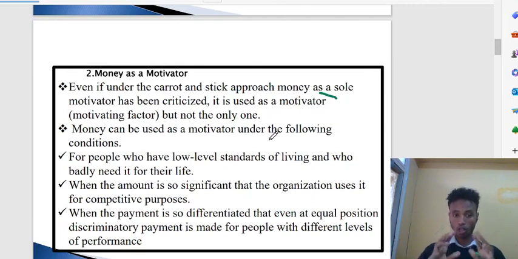For many people, the standard of living depends on their living condition. In order to motivate some people, their living condition is essential.